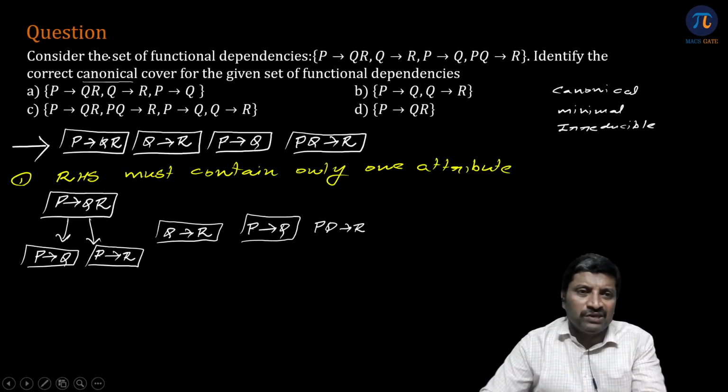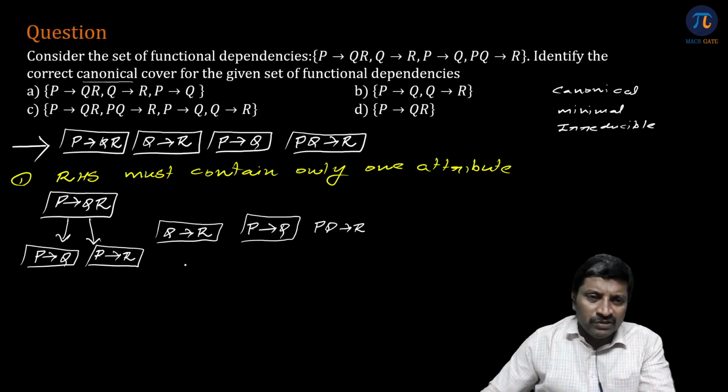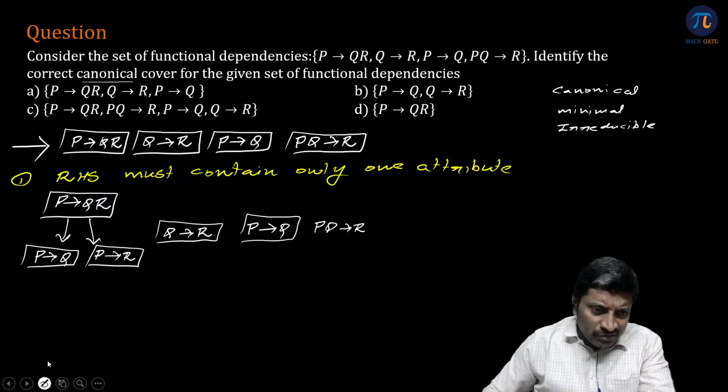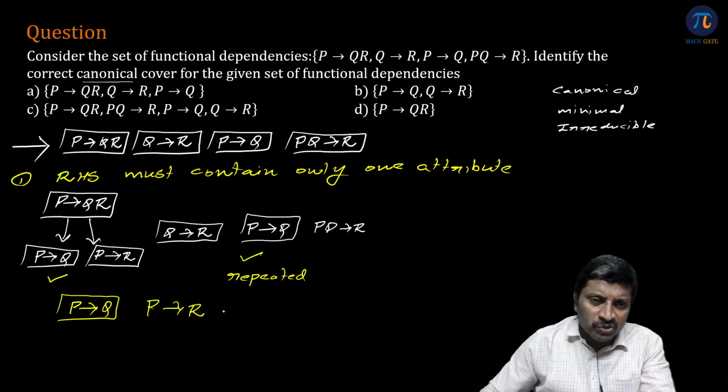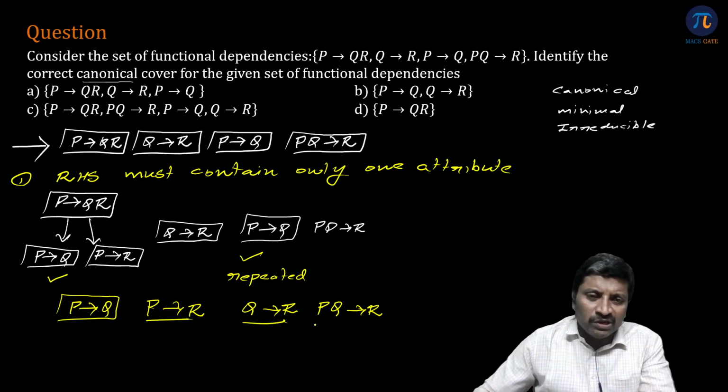So what is the answer of the first step, sir? They are right. And if you observe it, P goes to Q, P goes to Q, repeated. Whenever it is repeated, no need to consider it 2 times. You can consider it only 1 time. So the output of the first step is P goes to Q, P goes to R, Q goes to R, PQ goes to R. Totally 4 FDs.